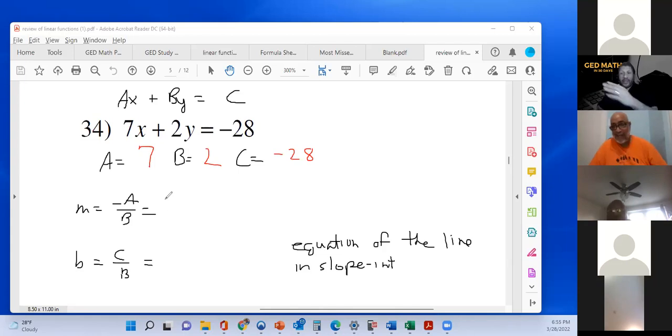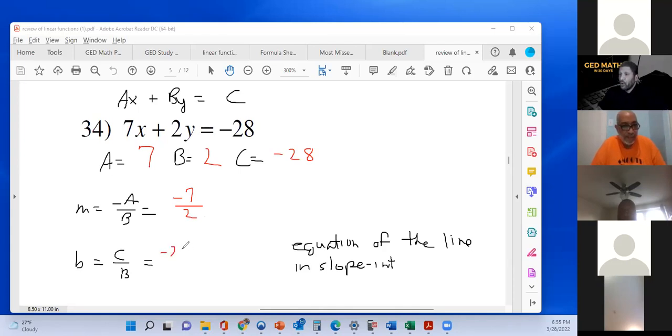Now, again, identify. What people make the mistake of is thinking negative A. No, identify your A, B, and C first. Now, if we want to find the slope, we need to take the opposite of A. What's the opposite of A? Negative 7. What's B? 2. Okay, so my slope is what? Negative 7/2.